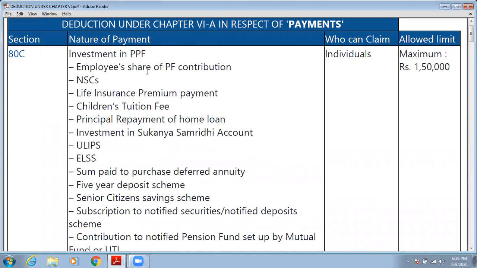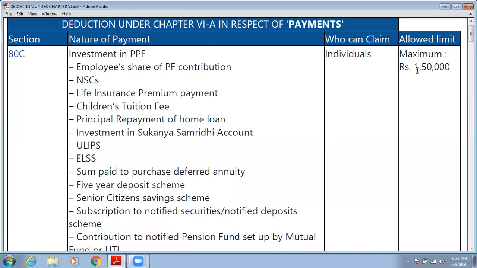This deduction is allowed to all individuals. This deduction will be allowed only to individuals, not HUF, not any AOP, not any BOI. So this deduction will be allowed to only individuals. What will be the quantum of deduction?